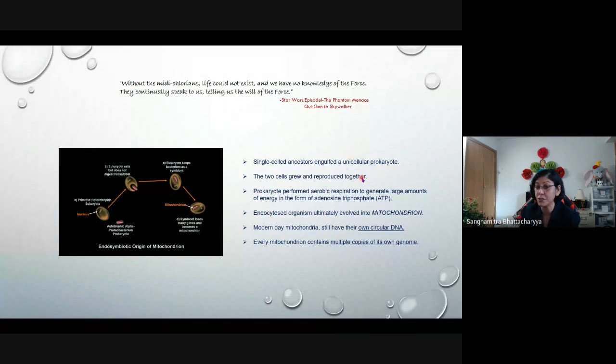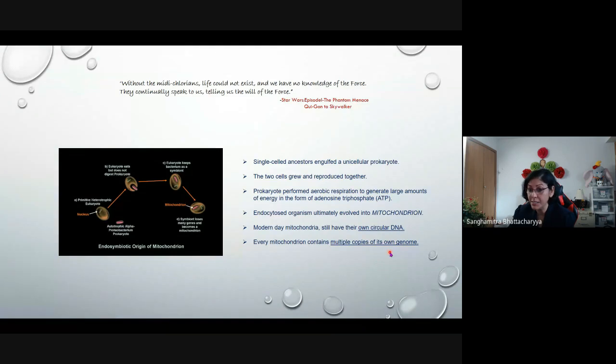They have to adjust, no fighting. The prokaryote performed aerobic respiration and generated ATP. The endocytosed organism ultimately evolved into present-day mitochondrion. Here lies the other similarity according to Lee No, the writer, with the midichlorians.